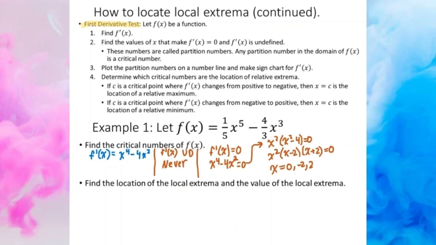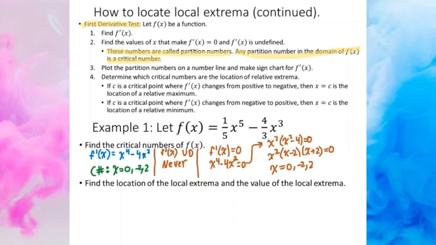One thing to keep in mind, just because you make your derivative 0 or undefined does not automatically make you a critical number. At this point, these numbers that make our derivative 0 or undefined are going to be referred to as partition numbers. What makes partition numbers critical numbers is when they lie in the domain of f of x. Now here, because our function is a polynomial, and a polynomial has a domain of all real numbers, then all three of our partition numbers, 0, -2, and 2, are critical numbers. So we could potentially have local extrema at x equals 0, -2, or 2.